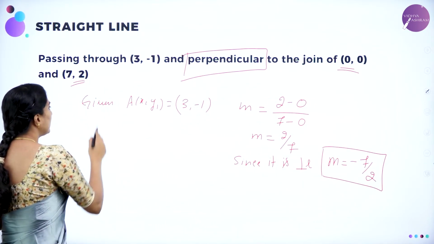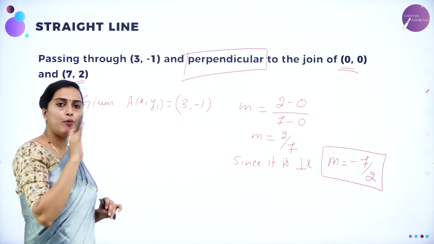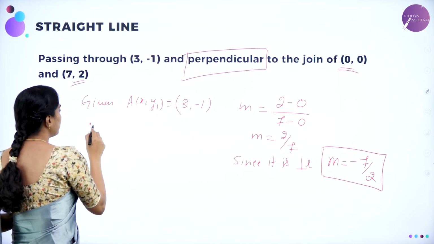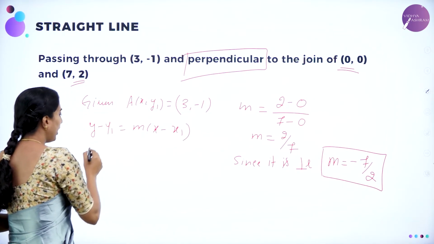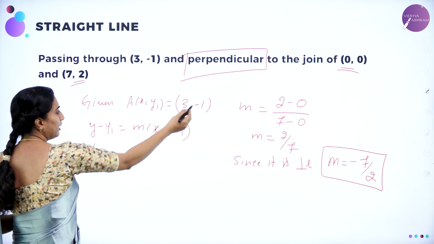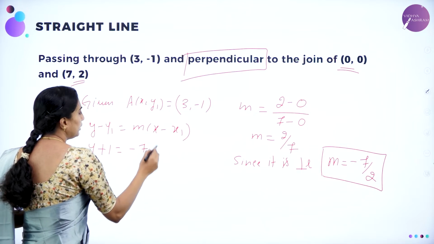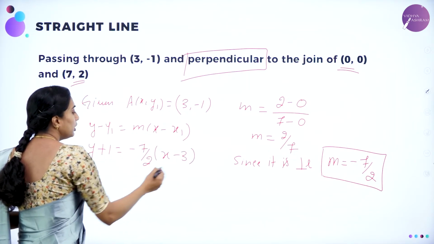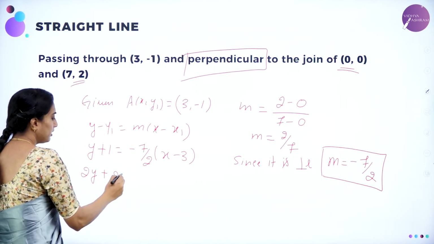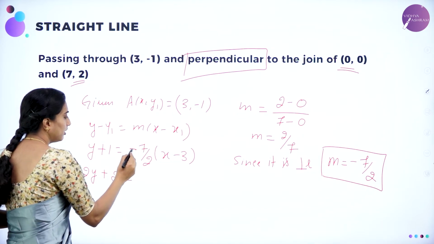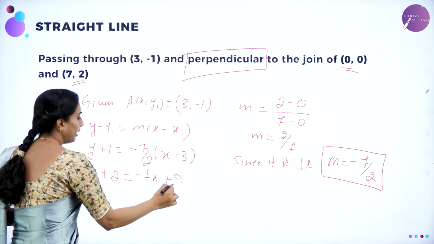Now you are having given A of x1, y1. We know the point slope form is given by y minus y1 is equal to m into x minus x1. So y minus of minus 1 will become y plus 1 is equal to minus 7 by 2 into x minus x1, which is 3. You can cross multiply 2 here. 2 into y plus 2 into 1 is equal to minus 7 into x minus 7x. Minus into minus is plus, 7 threes are 21.